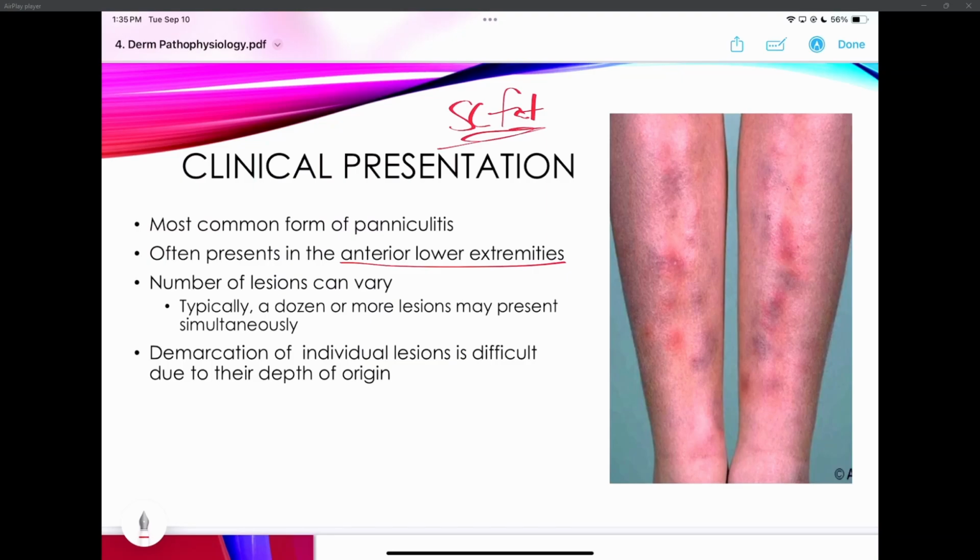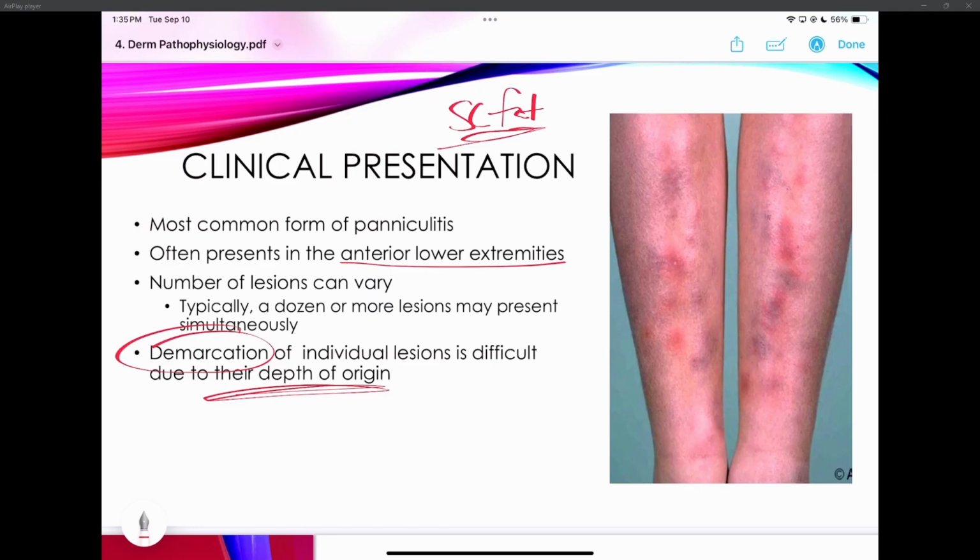The lesions can vary, typically a dozen or more. Very, very poor demarcation because of how deep they are. This is in the subcutaneous layer. You have to go through the epidermis, the dermal layer, the dermis, then you get to the subcutaneous layer. That's why they're not well demarcated, because the inflammatory process is too deep in the skin. You don't have those nice demarcated lines.